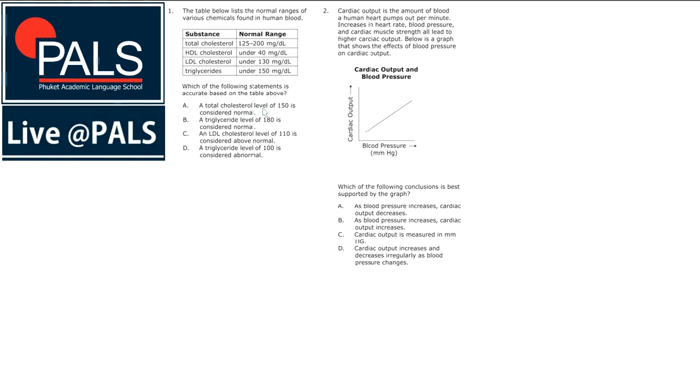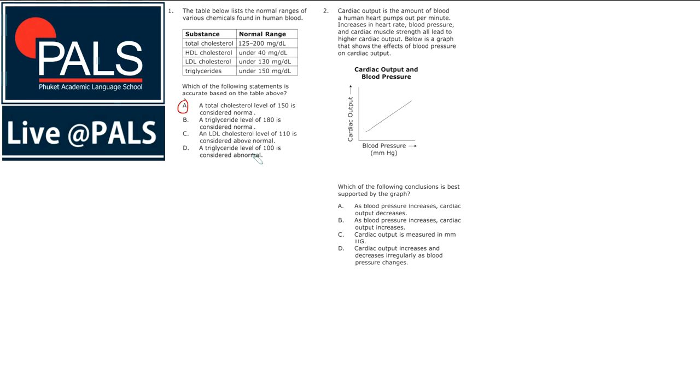A: A total cholesterol level of 150 is considered normal. B: A triglyceride level of 180 is considered normal. C: An LDL level of 110 is considered above normal. D: A triglyceride level of 100 is considered abnormal. So the correct answer here is A.